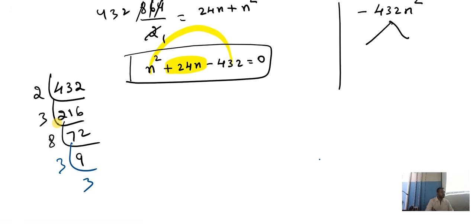Now what do we have to do inside this? We have to do pairing here. 3 3s are 9, 9 2s are 18. 8 3s are 24. We want 24 only, no? Yes, sir. Any other?